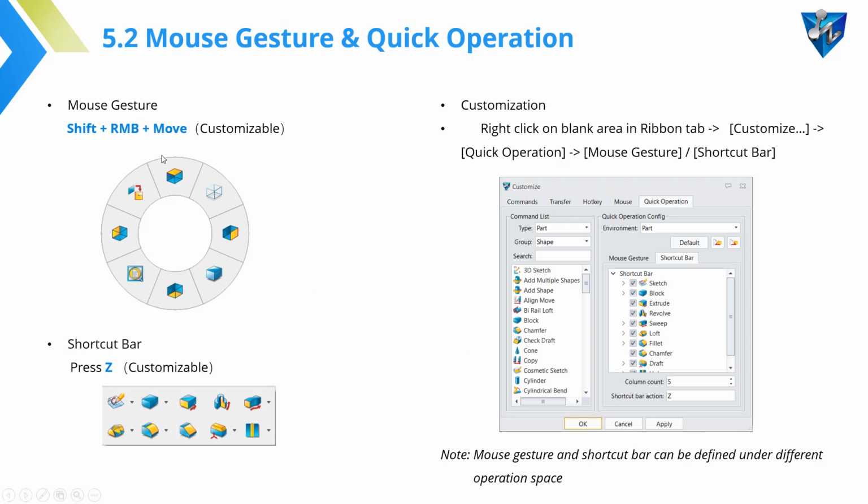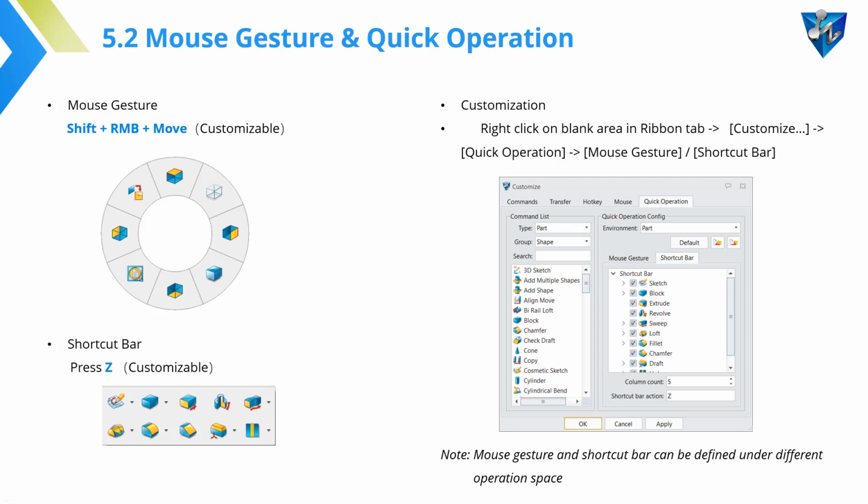The first one is the mouse gesture. How do you call out the mouse gesture? You just need to press Shift on the keyboard, then right-click the mouse button and move the mouse. It will call out the mouse gesture. Besides, we also have the shortcut bar. You can press Z on the keyboard and you will find there is a quick command menu, which we call the shortcut bar. The commands inside the shortcut bar can also be customized. Both the mouse gesture and the shortcut bar can be customized in the Customize menu.